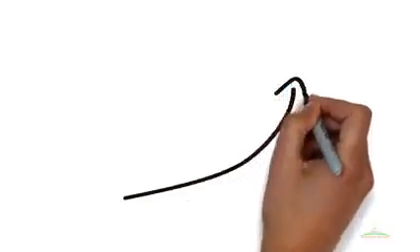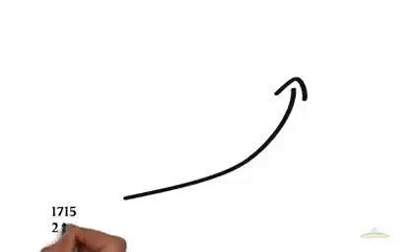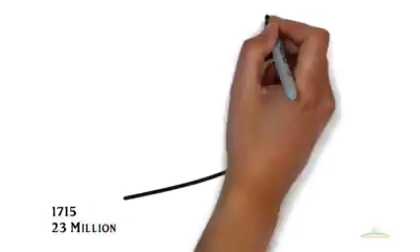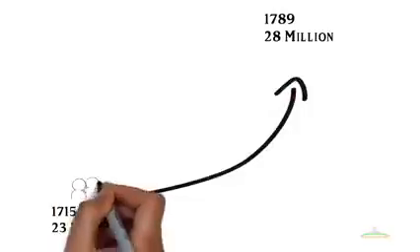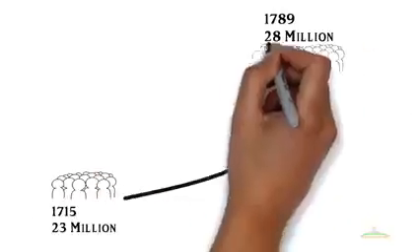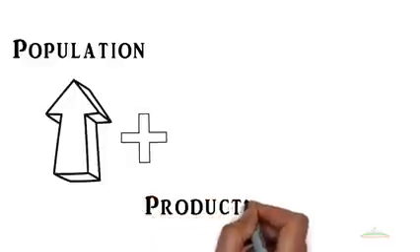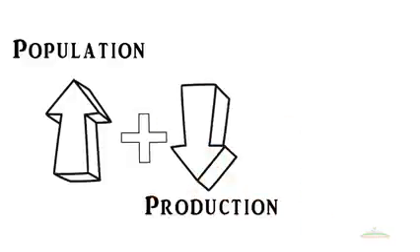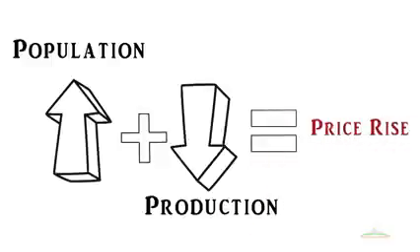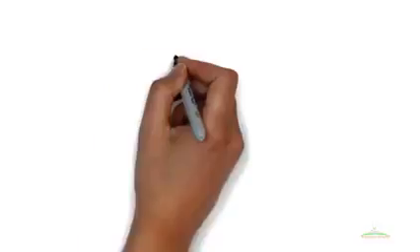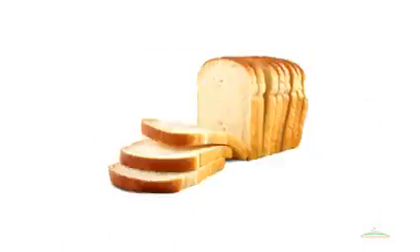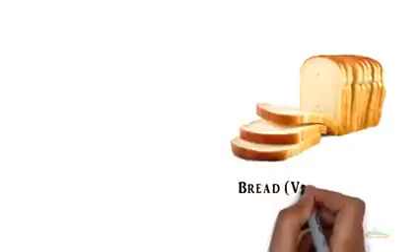It was included in that, so it was an indirect tax that they were paying to the king. Apart from that, the population of France increased very rapidly from 1715 to 1789. In 1715 the population was just about 23 million, but in 1789 it rose to 28 million. The population was increasing but production was not, so demand was very high and supply was very low, and the prices of products rose sky high.